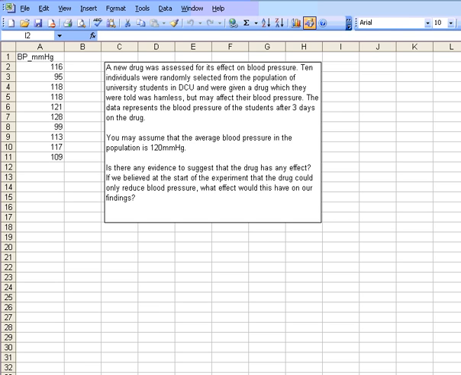So the example here, we have a new drug was assessed for its effect on blood pressure, and we know what the comparison value is. It's the value of the blood pressure in the population as a whole, which is 120 millimeters of mercury. So we're basically comparing this distribution against 120 millimeters of mercury. In that case, your data will look like this, with just one single set of values in it.